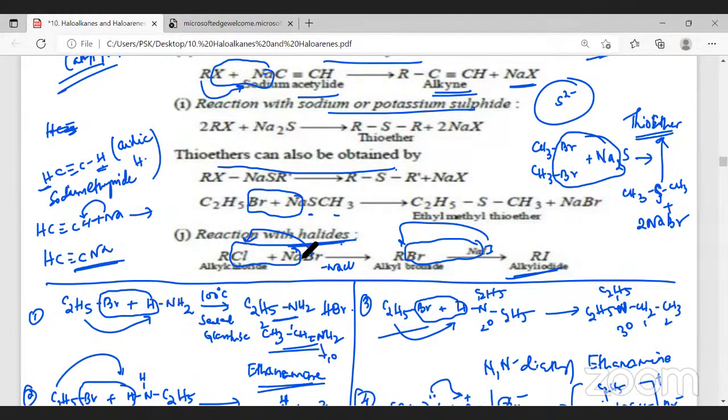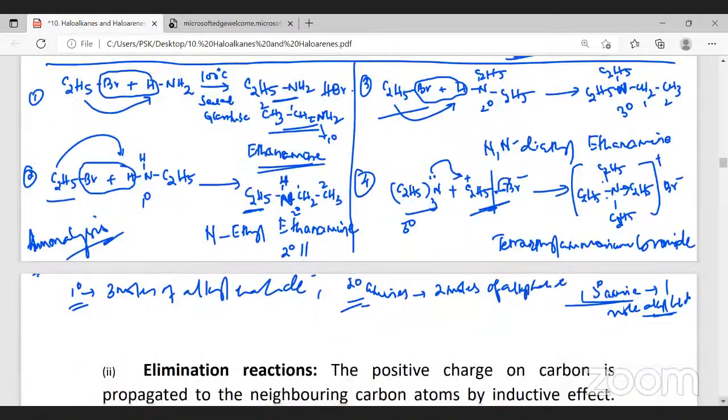Now, what I didn't mention: NaSR dash, it's called sodium mercaptides. Mercapto is also a sulfur-containing compound. So this is called sodium mercaptides in general. So these are the chemical properties of alkyl halides.